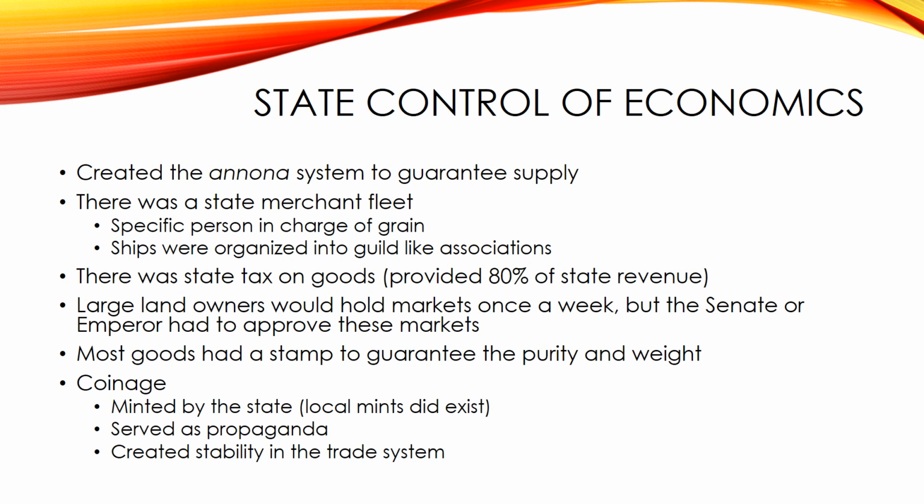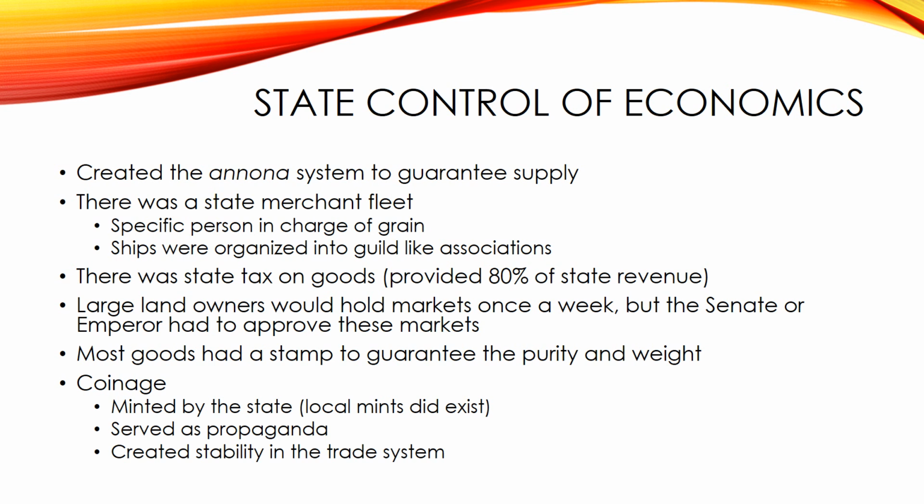Obviously, like I said, there was a tax on goods, and 80% of the government's money came from these sales taxes. The other 20% is going to come from conquering, and the large landowners would hold markets once a week, and these markets were controlled by the Senate or the emperor, depending on what type of province it was. So if it was a senatorial province, then the Senate would approve. If it was an emperor province, then the emperor would approve.